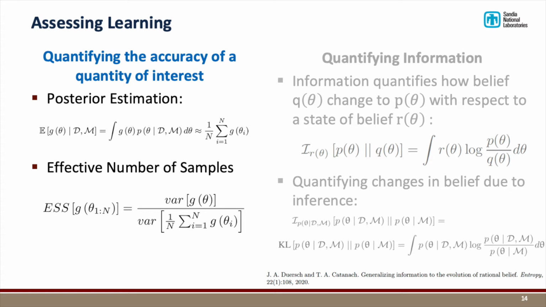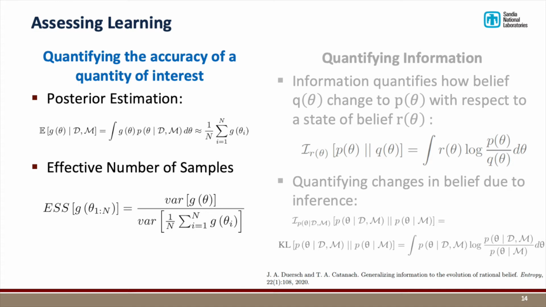To evaluate the performance of the sample population that we've found through a process like Markov Chain Monte Carlo, one important indication that it's a good population of samples is how well it can perform posterior estimation. So if we're interested in estimating a quantity of interest G as an expectation over the posterior, how well do samples from the sampler estimate that quantity of interest? To do this, we can use a property known as effective sample size.